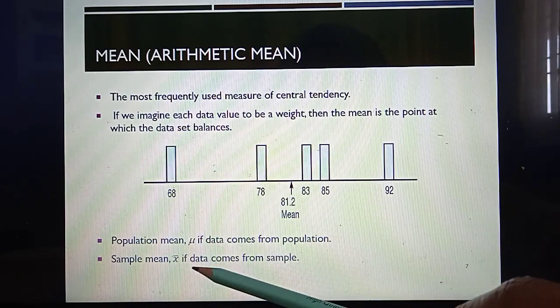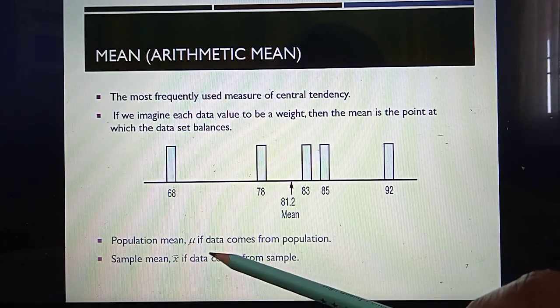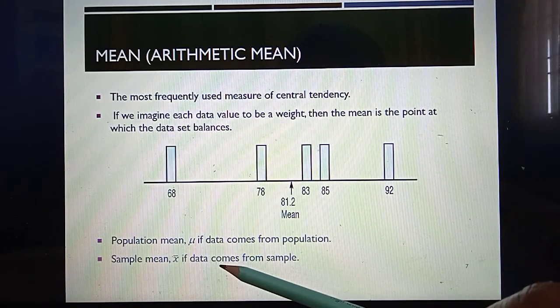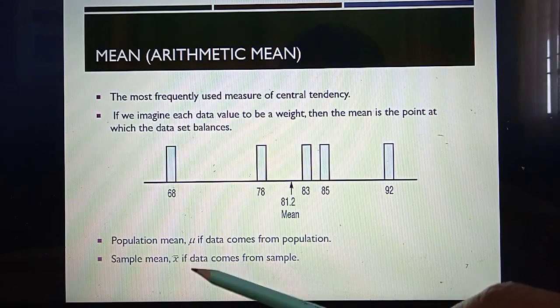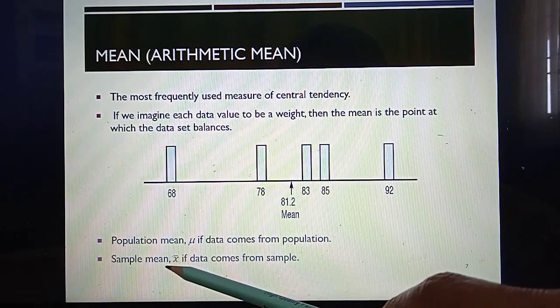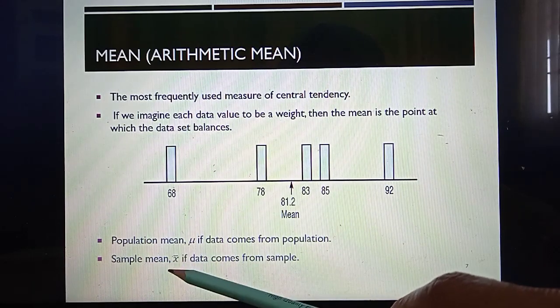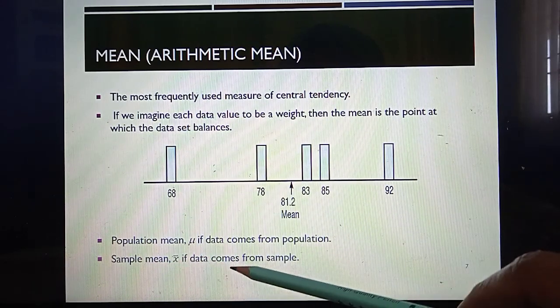Okay, if our data is from a sample, where we take a sample out of the population, say a sample of 200 for example, we take the values of those 200 data and then divide by 200. That is called the sample mean. And the symbol for the sample mean is X bar, which is when data comes from a sample.